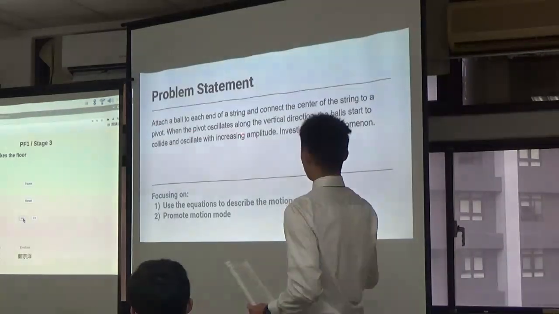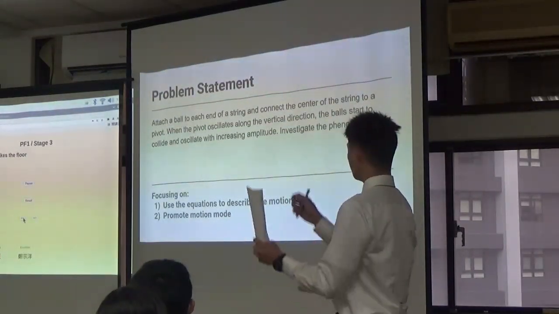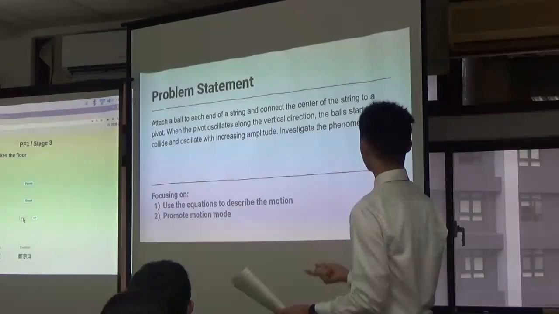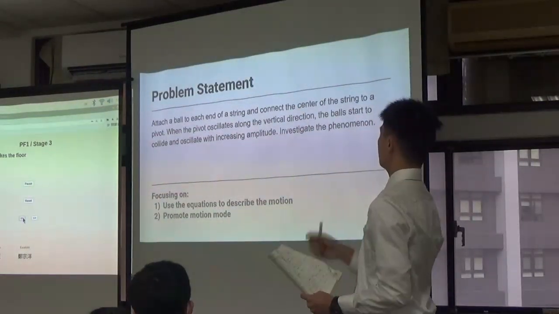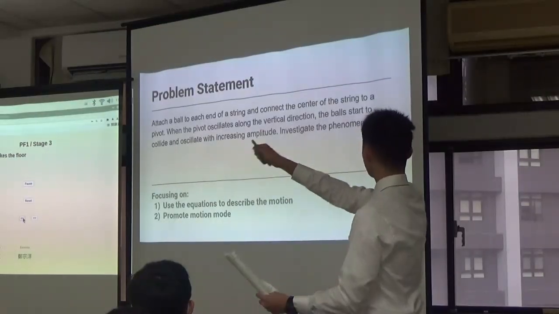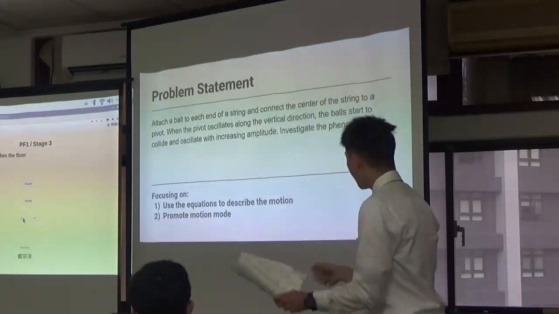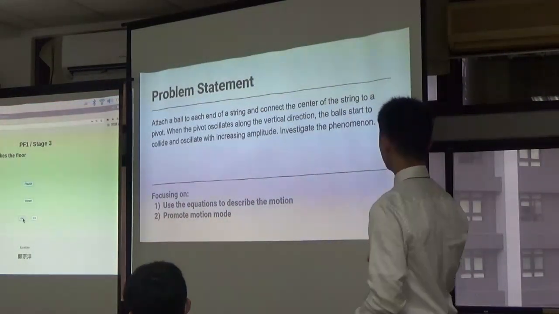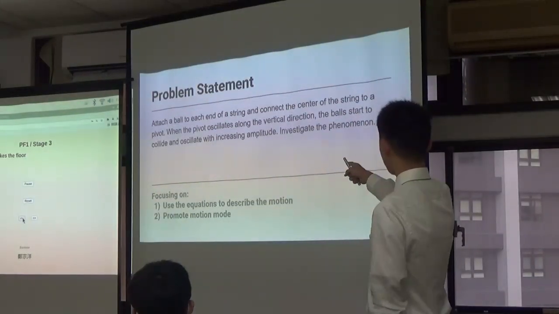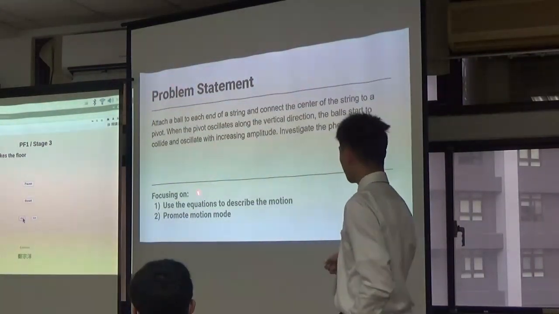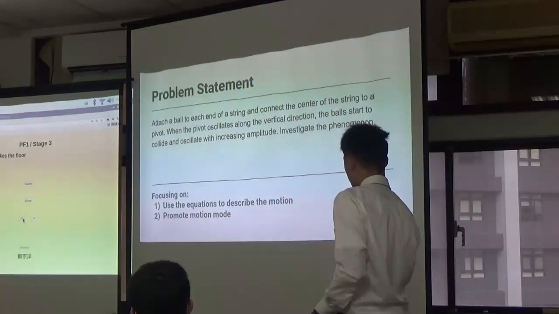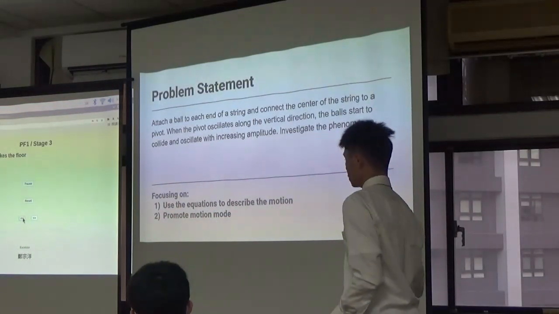So let me restate the problem statement. We attach a ball to each end of a string and connect the center of the string to a pivot. When the pivot oscillates along the vertical direction, the balls start to collide and oscillate with an increasing amplitude. The reporter aims to investigate this phenomenon using the equations they have derived to describe the motion, and they promote the motion mode.